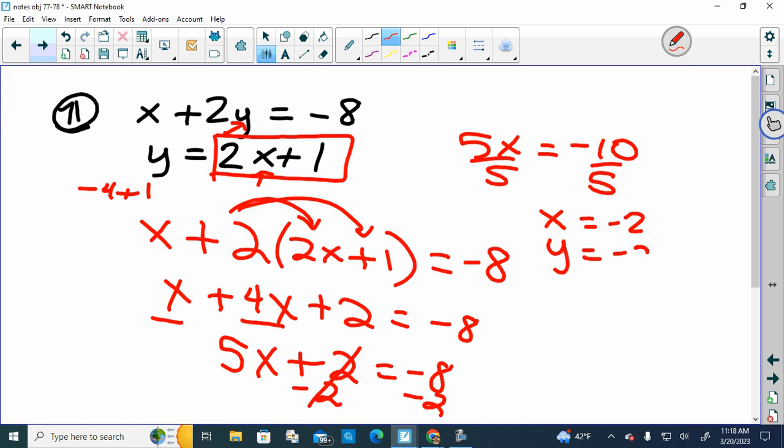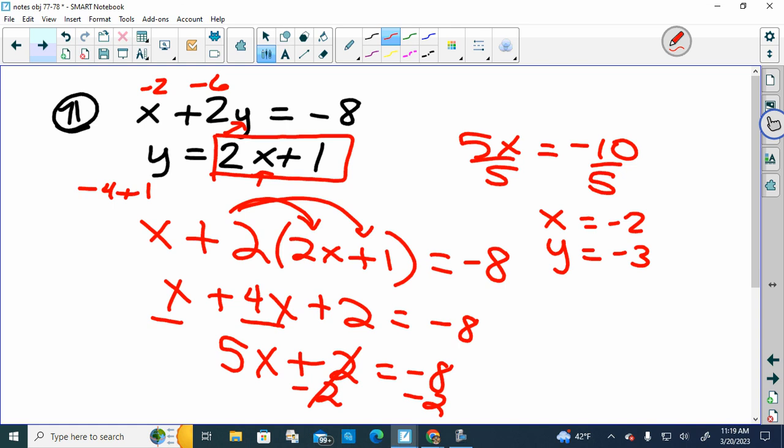Negative 3. Okay, so if I was like, I don't know if I did that right, remember you can plug it into the other equation. Okay, so if I plugged in x there, that makes that a negative 2, right? And my y is a negative 3. Well, 2 times a negative 3 makes it a negative 6. Does my left side equal my right side? Yeah, negative 2 and a negative 6 gives me a negative 8.